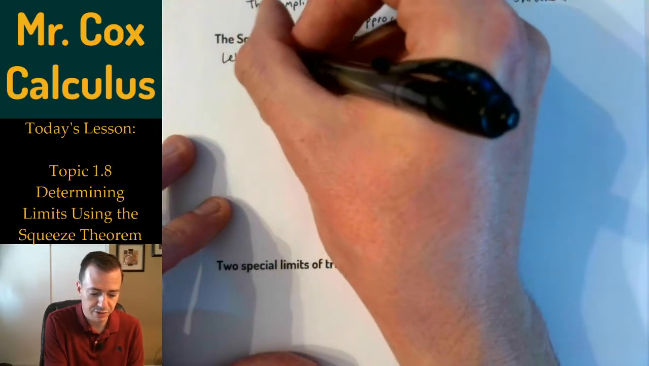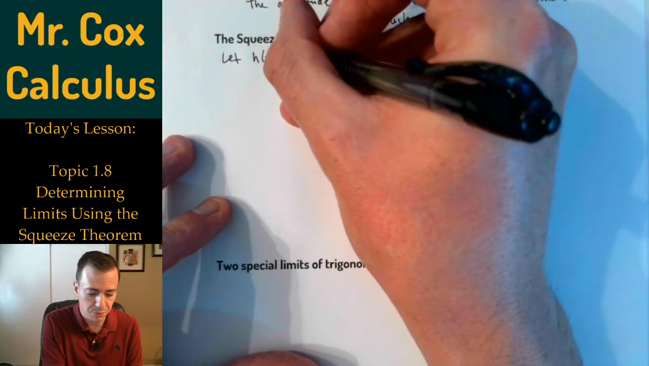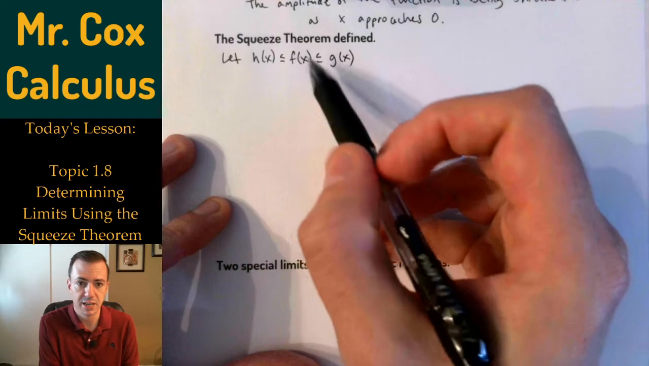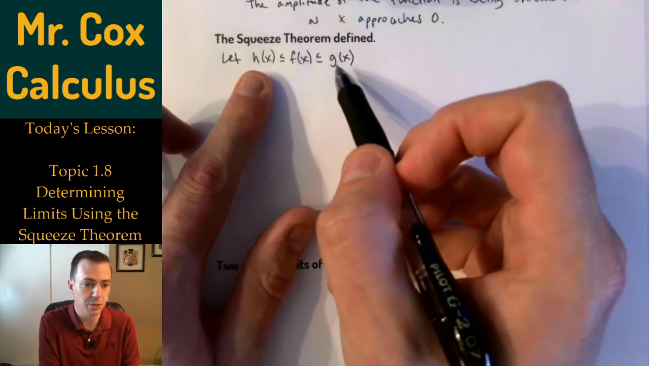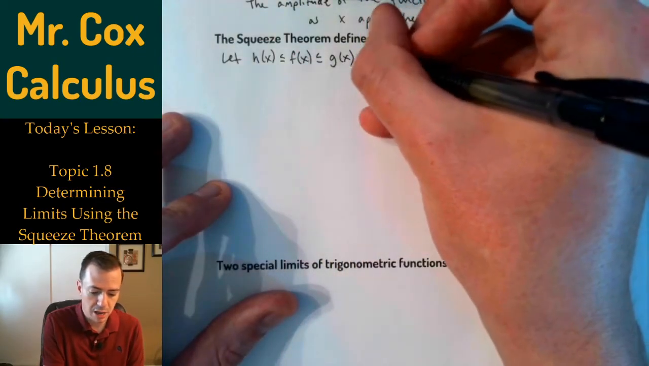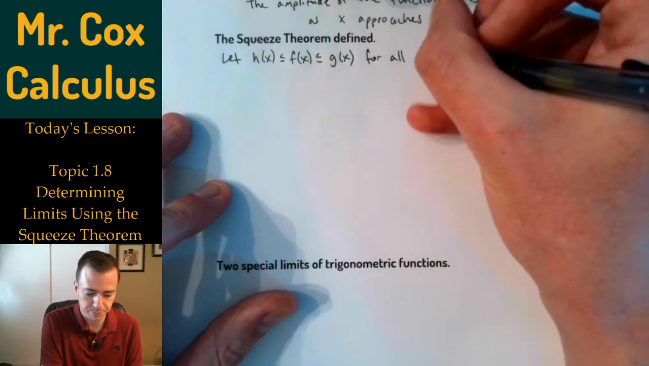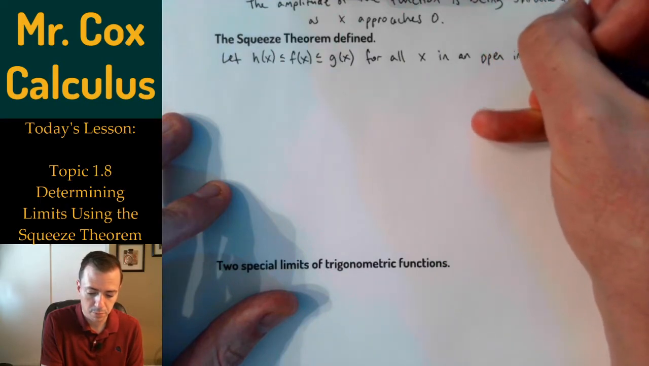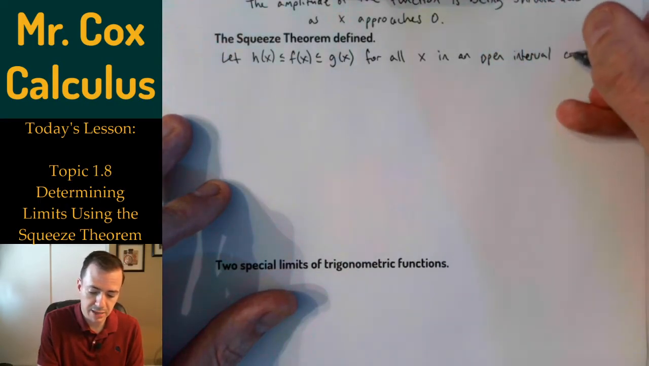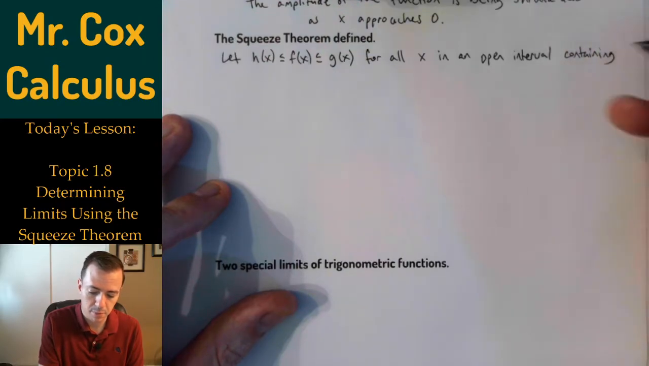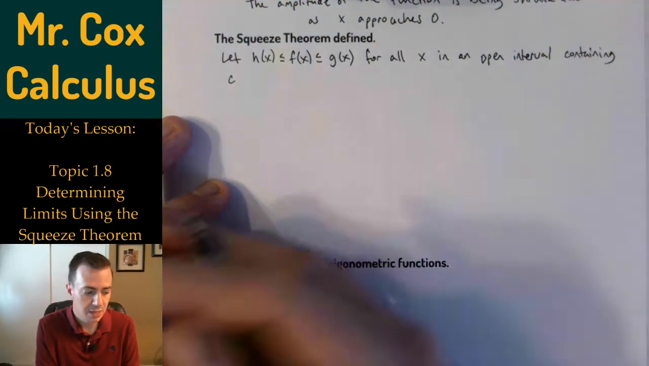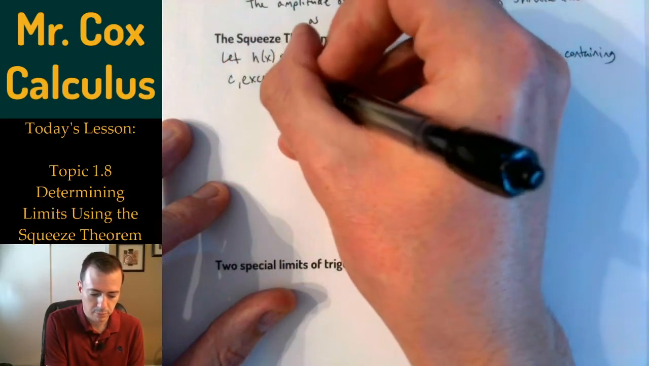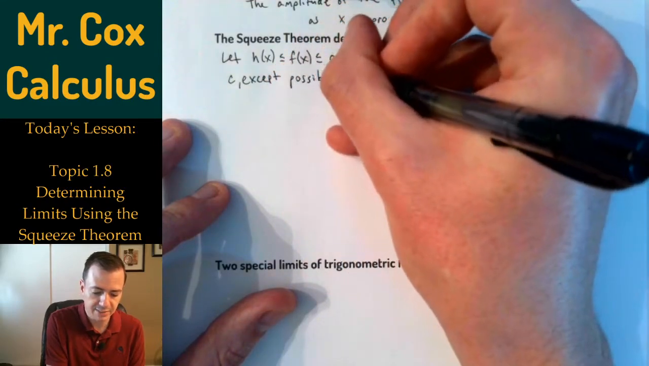So let h of x be less than or equal to f of x, which is less than or equal to g of x. In other words, my function f of x is bound between h and g. And this is true for all x in an open interval containing the value c, except possibly at c itself.